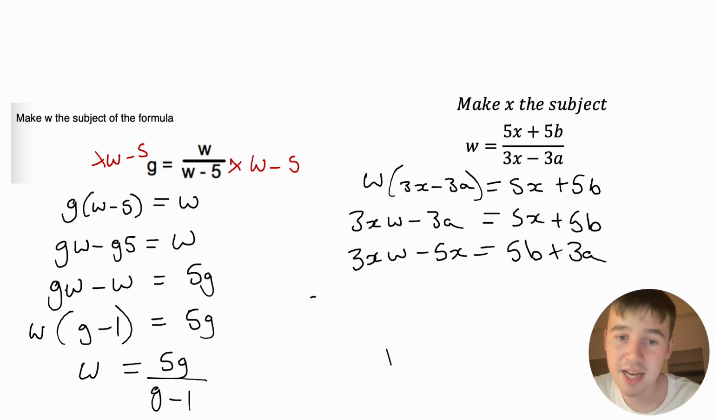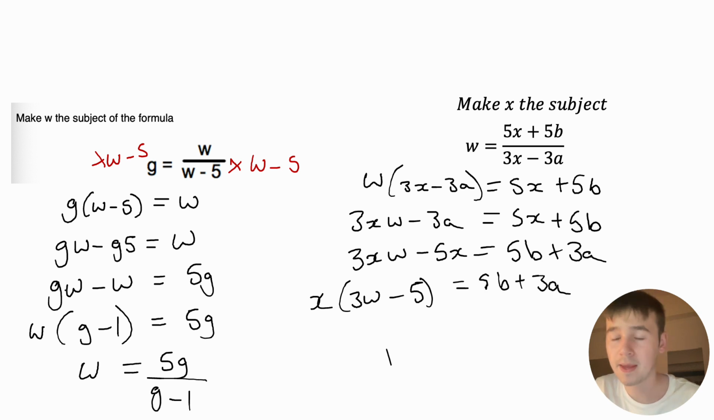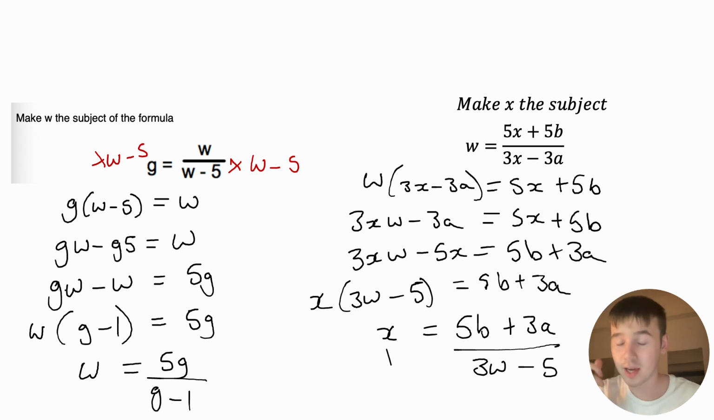So we're going to take our x here. We're going to say, okay, x times (3w minus 5), and that equals 5b plus 3a. And then we can divide both sides by this to get rid of that bracket. So our x is equal to (5b plus 3a) over (3w minus 5). And I hope that helps.